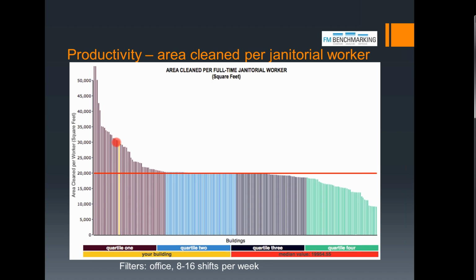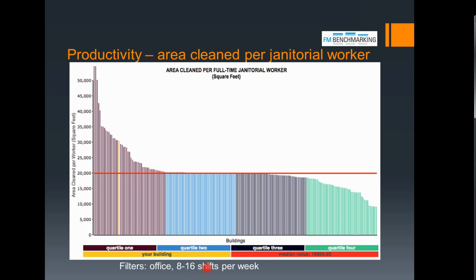Our building in yellow is pretty solidly in the middle of the first quartile with a little more than 31,000 square feet cleaned per janitorial worker. You can see there's quite a variation in this. We only have a couple of filters turned on, office, and 8 to 16 shifts a week. 8 to 16 is probably the most common number of shifts we see in any of the benchmarking data, because there's a lot of buildings that run.